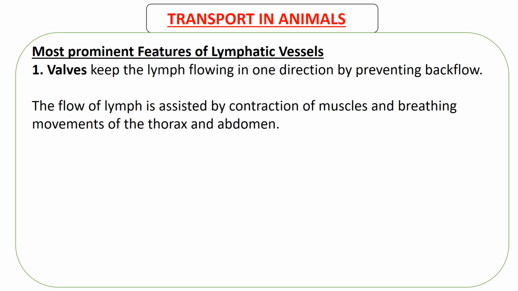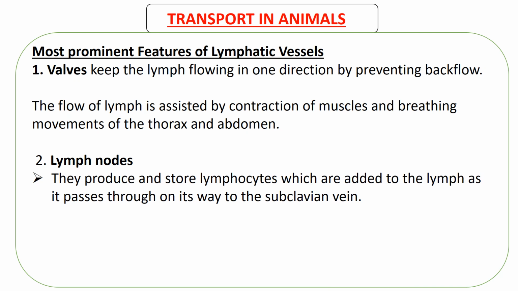The next important feature of the lymphatic system are the lymph nodes. They produce and store lymphocytes, which are added to the lymph as it passes through on its way to the subclavian vein. Remember the subclavian vein, which is on your neck, between your neck and your arm. This vein is the one that receives lymph from the lymphatic system.